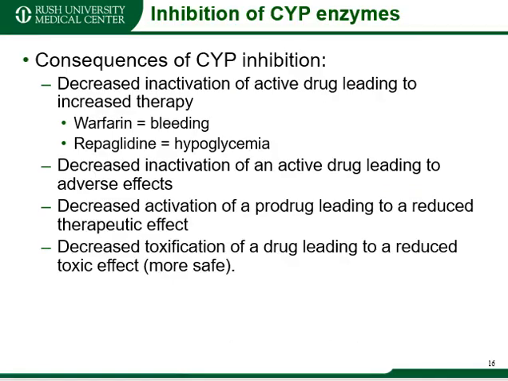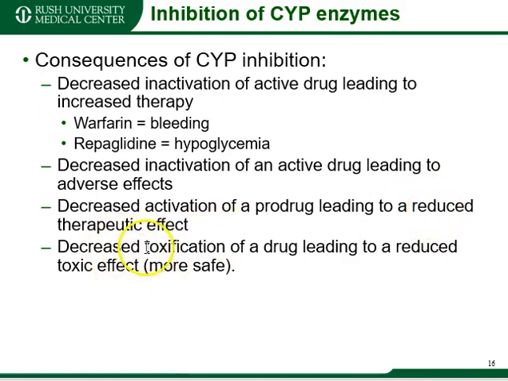So let's talk a little bit about the inhibition of the CYP enzyme. What are the consequences of CYP inhibition? Well, a little bit longer list. We can see decreased inactivation of the drug, and this can result in increased therapy. With warfarin, you'd see more bleeding. With an anti-diabetic medication, you can see hypoglycemia. You can see decreased inactivation of the active drug, which will produce toxic or adverse effects. Also, reduced activation of a prodrug, meaning a lowered therapeutic effect. It's like they're not even taking their medicine.